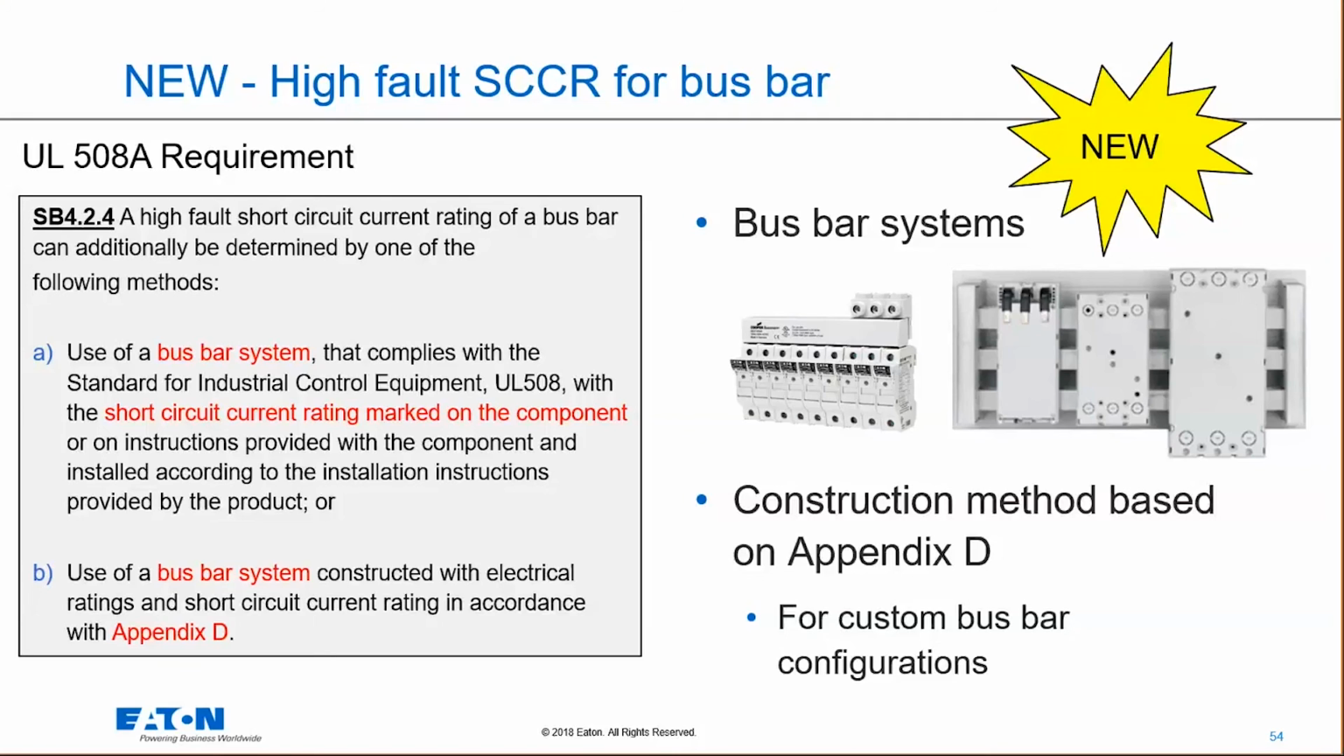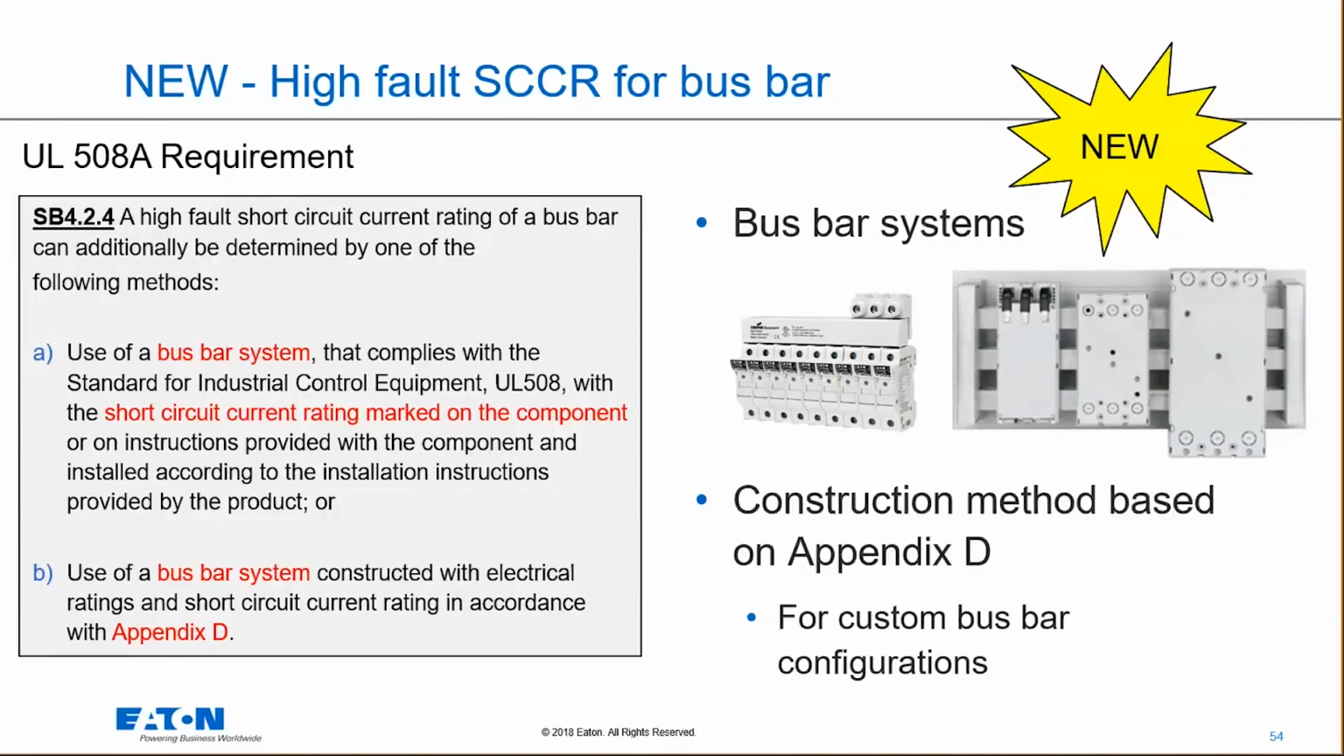So you can get higher ratings out of bus bar systems now. It used to be that previously there were only fault ratings for motor controllers. So if these were on bus bars that maybe were in motor control applications, they were rated. But now you can get higher SCCR ratings from the manufacturer. To get a higher rating under SB 4.2.4, it says use of a bus bar system that complies with the standard for industrial control equipment, UL508, with the short circuit current rating marked on the component or in the instructions provided with the component, and installed according to the installation instructions provided.